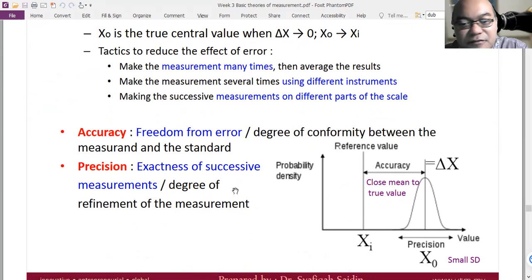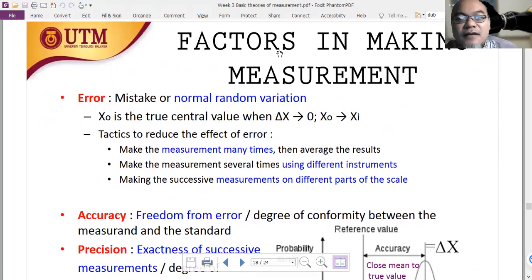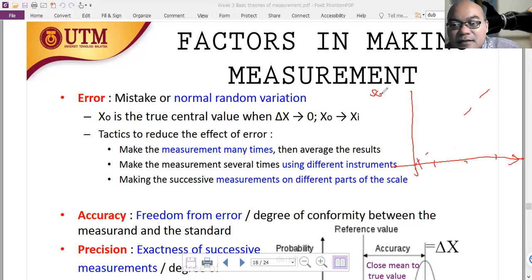So precision is the exactness of successive measurement, the degree of refinement of the measurement. It means you know precision only by measuring multiple times. So that is also why when you do calibration, as I have explained earlier, you do calibration using a known standard or known reference values, zero, something like this. And then you draw the scale or reading in your sensor or your instrument. You cannot do only a single measurement. Even with the known standard, you have to do multiple times, such that then you can draw the standard deviation. This will be the average, then plus minus this 3 sigma. The standard deviation here also like this.